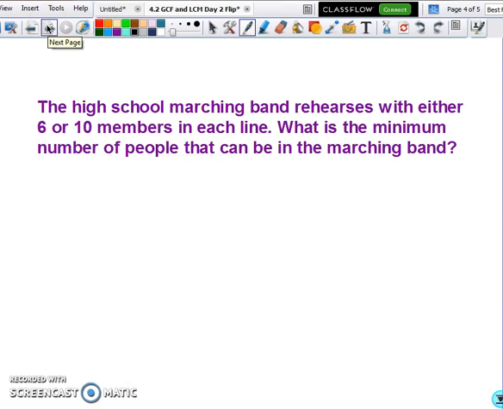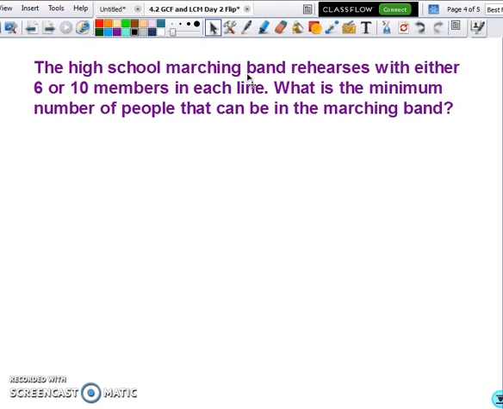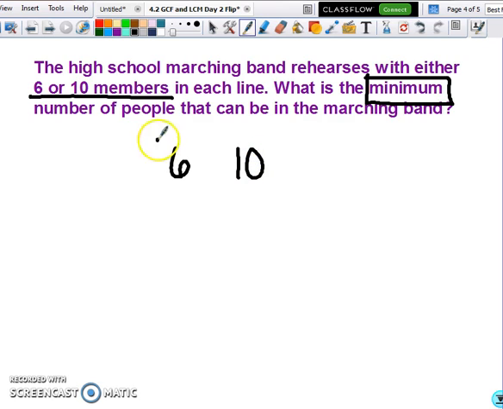Now let's take a look at this one. The high school marching band rehearses with either 6 or 10 members. So they have 6 or 10 members in each line. What is the minimum number of people that can be in the marching band? So because it has the word minimum, we're dealing with LCM here. We're looking for the least common multiple.